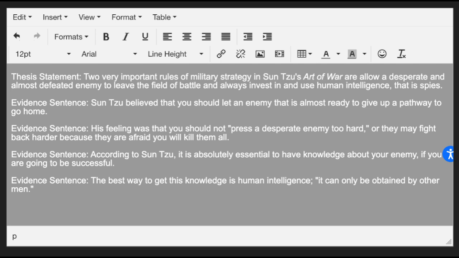Again, notice that in the second evidence sentence, we included a quotation phrase from Sun Tzu. Quote, press a desperate enemy too hard, in place of our own words, press a desperate enemy. To our 4th evidence sentence, which says, the best way to get this knowledge is human intelligence, we added a Sun Tzu quotation. Quote, it can only be obtained by other men.